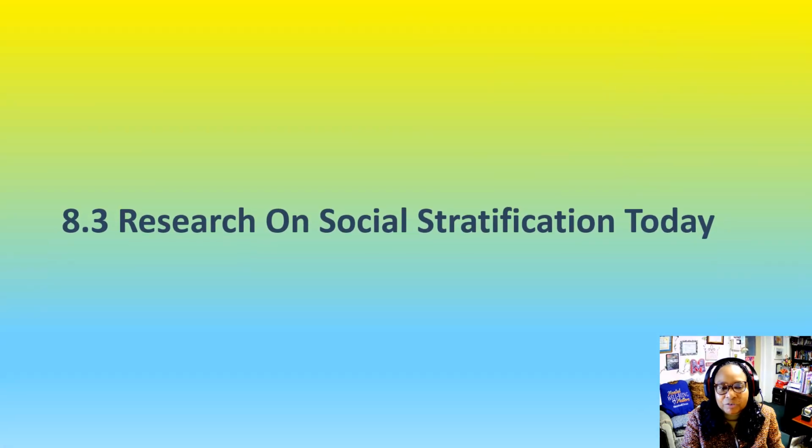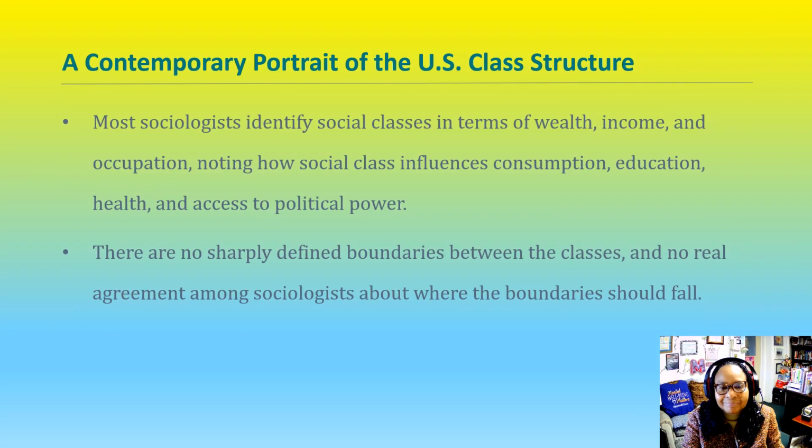Let's take a look at some research done on social stratification today. One piece of research is a contemporary portrait of the U.S. class structure, where most sociologists identify different classes in terms of wealth, income, and occupation, noting how social class influences consumption, education, health, and access to power.